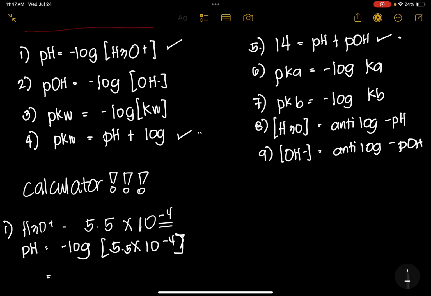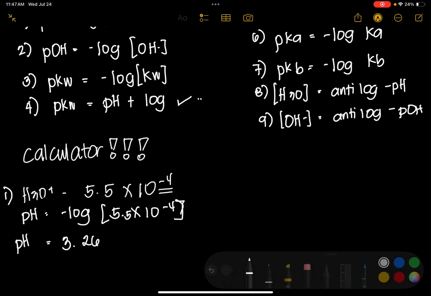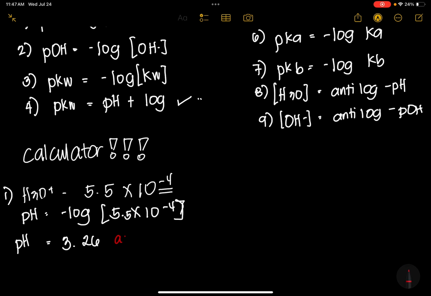Okay. So, your answer would be negative log. You just put minus log 5.5 times 10 negative 4, close parenthesis. The answer would be pH is 3.26. So, is it acidic or basic? We call it acidic.